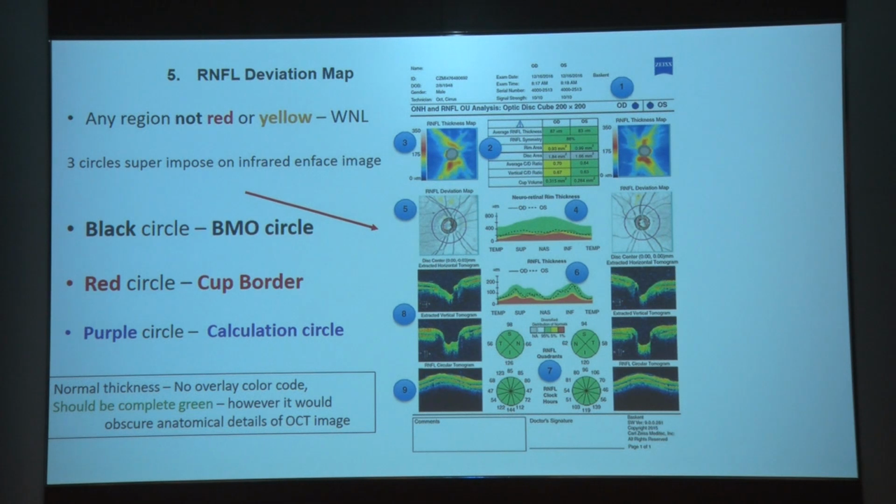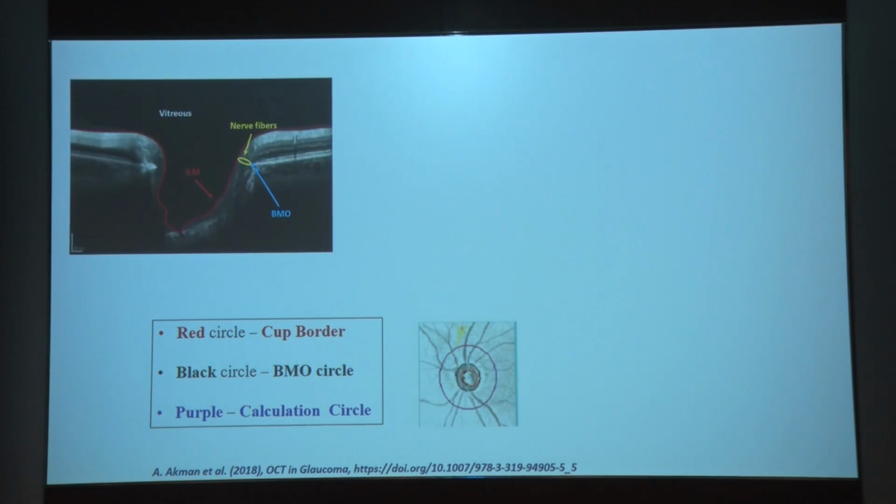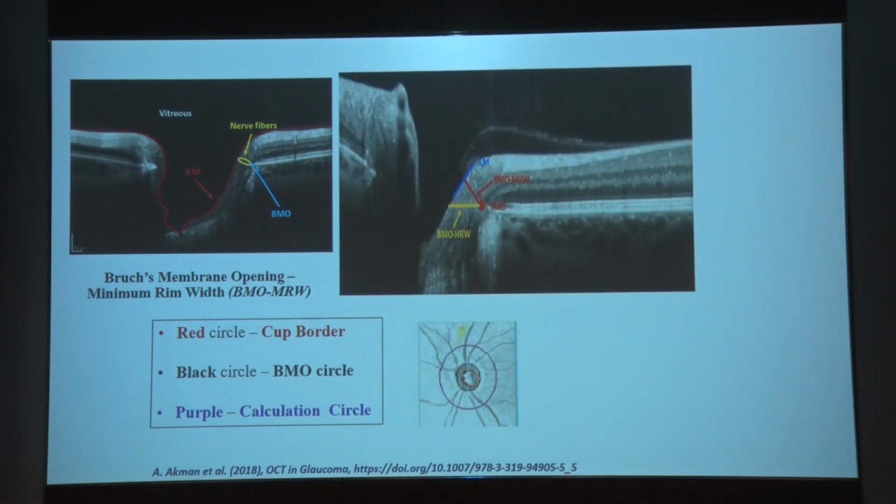The red circle is the cup border, and the purple circle is the calculation border. Clear so far? So that is where the BMO is important and the minimal rim width is important. This is the nerve fiber layer thickness, which will measure from here, and that is how it will measure. So these are the machine algorithms which you have to know to interpret it properly.